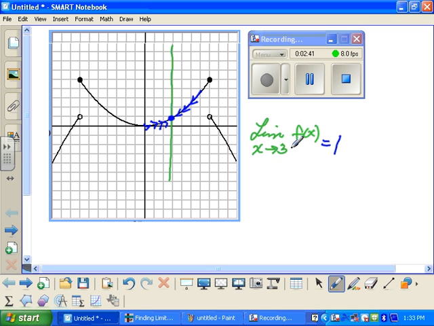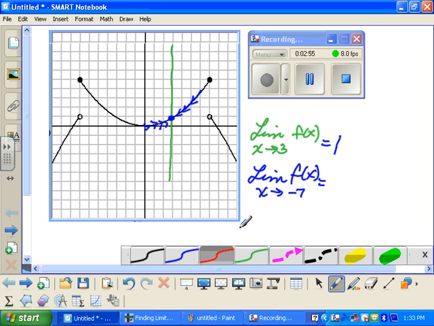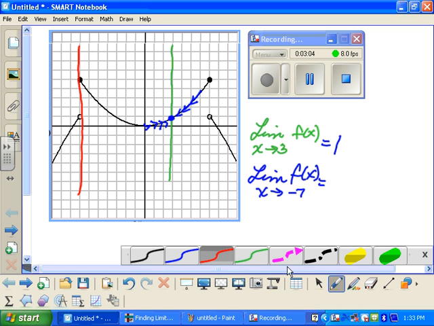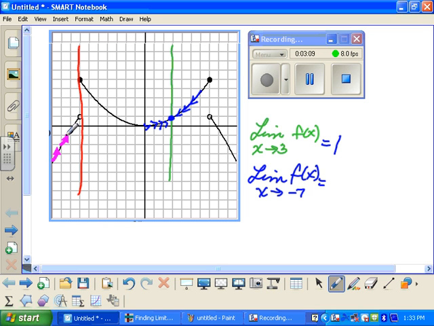But let's look at a place that's a little bit more interesting. What if we said the limit of our function as x approaches -7? Let me get a different color here. x approaches -7. We would look to see what happens when x is -7. It's anywhere along this line. So if our function is coming at that red line from the left, we see that the limit from the left is headed towards 1.